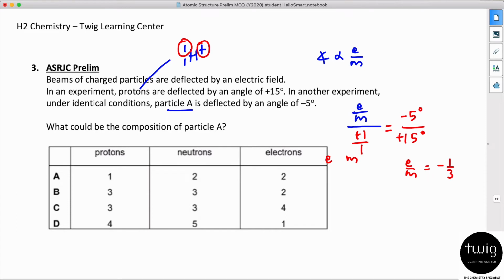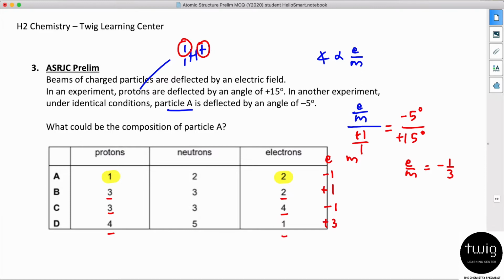So the charge, you can see, you just compare the protons and the electrons. So there's one extra electron, so there's -1. Okay, 2 electrons, 3 protons, so it's +1. 3 protons, 4 electrons, -1. 4 protons, 1 electron, +3.